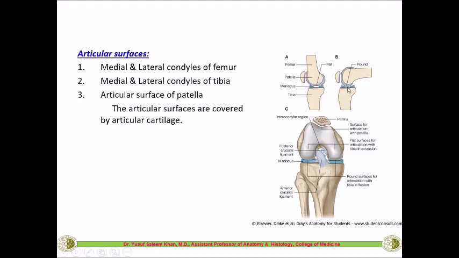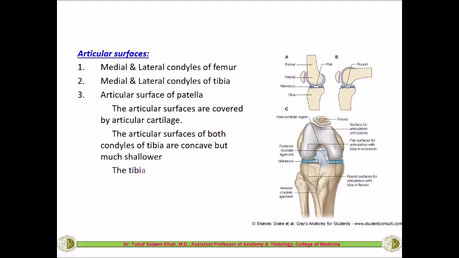So the articular cartilage here, if you can see a small thin line, will be thinner at the center and thicker at the periphery, just opposite to that of the condyles. In the condyle, it will be thicker at the center and thinner at the periphery. So this will increase the concavity.